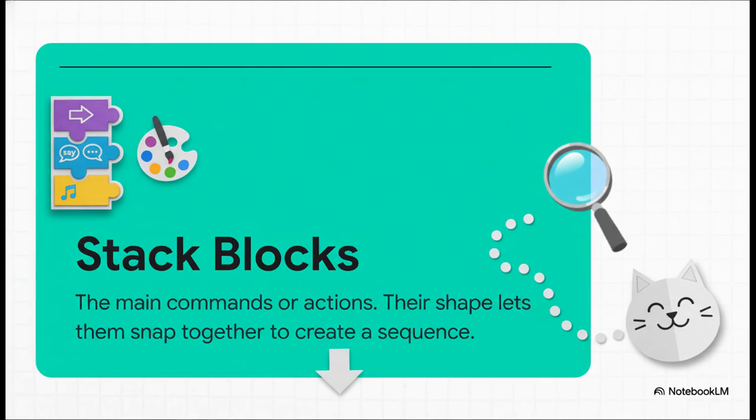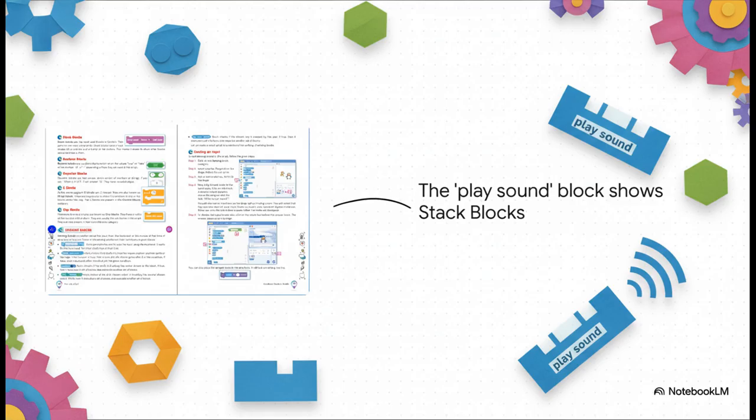So, if hat blocks are the starting pistol, then stack blocks, well, they're the actual race. These are the workhorses. They are the action words, the commands, things like move, say something, play a sound, or change color. And they're designed to stack perfectly, one after the other, creating a clear to-do list for our characters to follow. And this is where that Lego idea really clicks into place. Notice the notch on the top and the bump on the bottom? That design makes sure the blocks only fit together in ways that make logical sense. You're not just typing random commands, you're physically building a logical structure, which just makes it all incredibly intuitive.